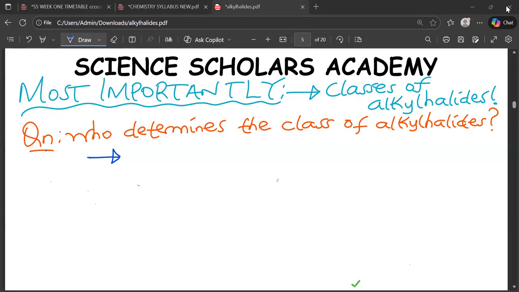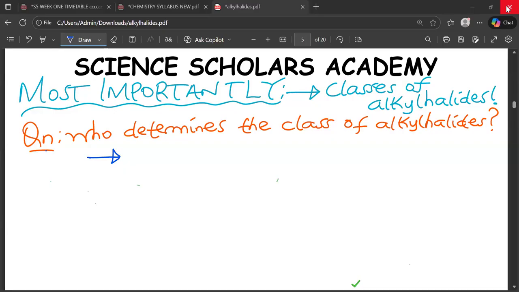Yeah, she gave a very good answer. She said that what is going to determine is first and foremost the carbon. Which carbon? The carbon that is having the halogen atom. And what exactly is determining is the number of hydrogens touching that carbon. It's a very good answer. Very perfect.